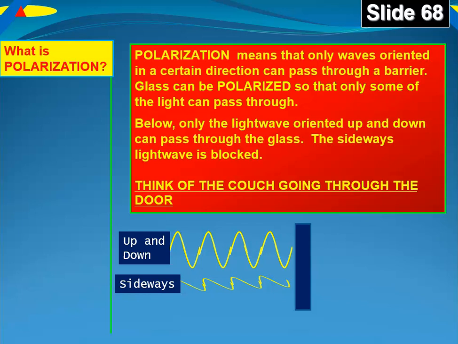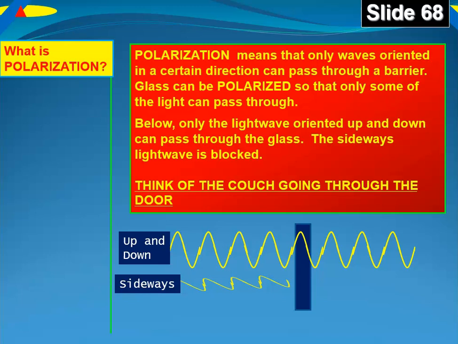If that rectangle there represents polarization, it's like it has slits in it that are up and down. Imagine that you can't see them from the side, but it has slits in it that go up and down. Then the up and down wave will go through because it can pass through, but the sideways wave will not.